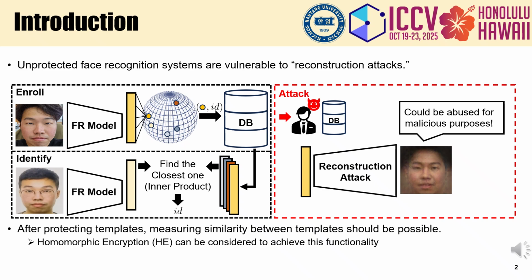Traditional face recognition systems are fast and accurate, but they are vulnerable to reconstruction attacks. That means, if someone steals your stored template, they might actually reconstruct your face image. So we need a system that protects templates while still allowing similarity comparison. Homomorphic encryption provides this ability. It allows computation directly on encrypted data. In other words, we can match faces securely without ever decrypting them. This is the starting point of our research.